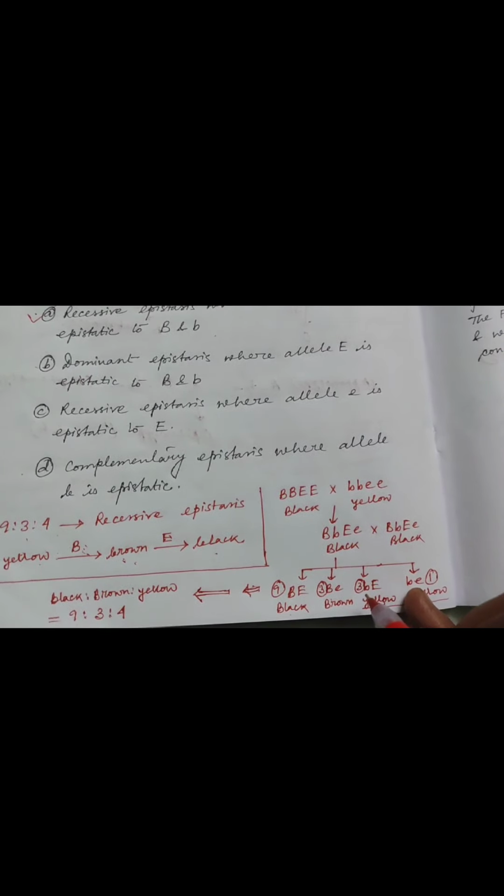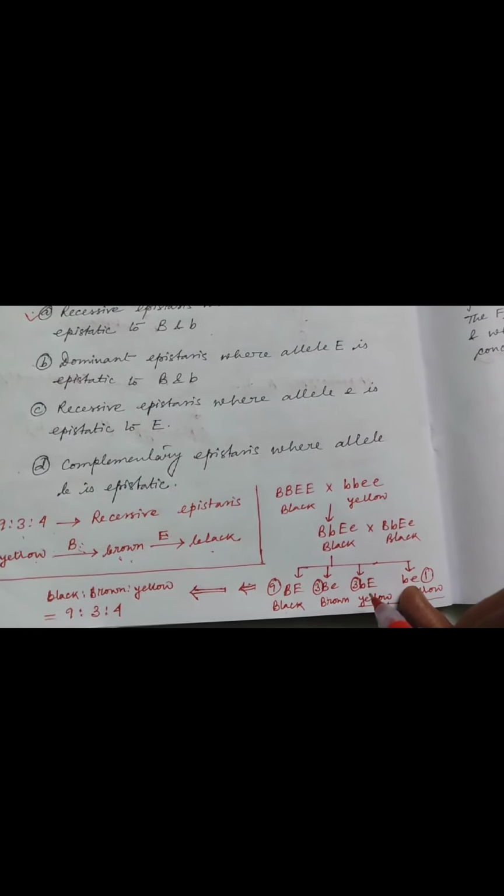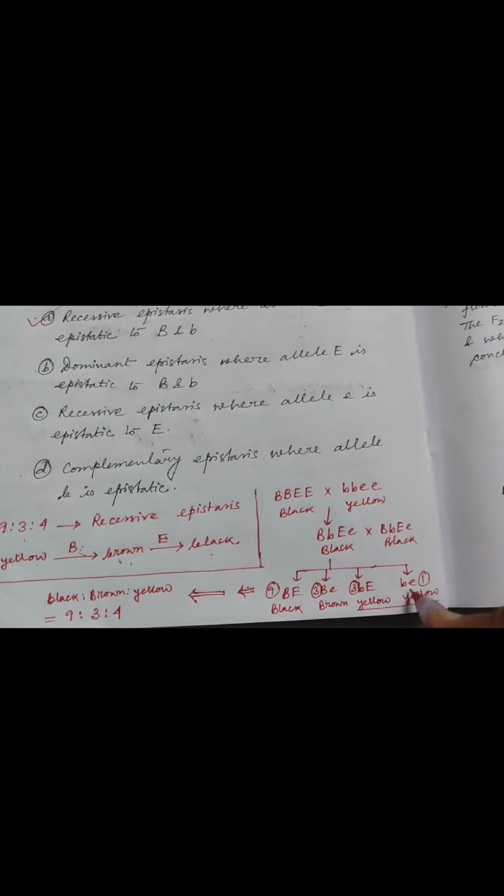And when only capital E is present but there is small b, the yellow color cannot be changed into brown due to absence of capital B, so it will obviously show its previous color, that means yellow. And when they are homozygous recessive, obviously they will show yellow color. So the ratio of black to brown to yellow will be 9:3:4. Okay, got it? So the correct answer would be option A. Now coming to the next question.